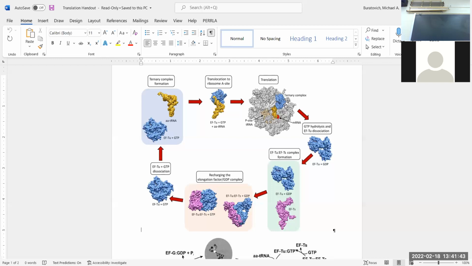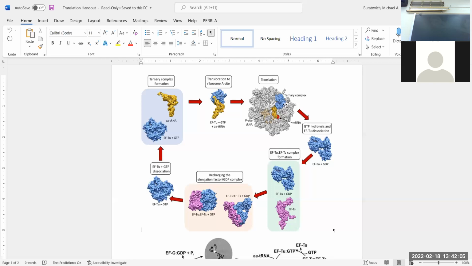But it can't bind both the GDP and the GTP at the same time because they bind to the same site on the protein. So if it drops the GDP, the GTP goes right into that active site. And now this is able to bind another charged tRNA. And the process repeats.